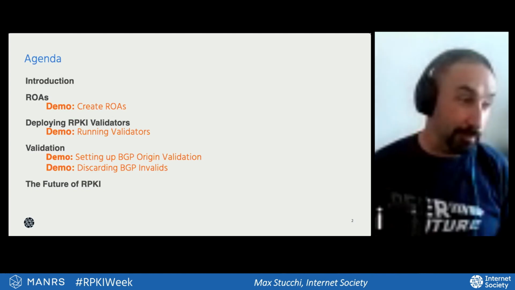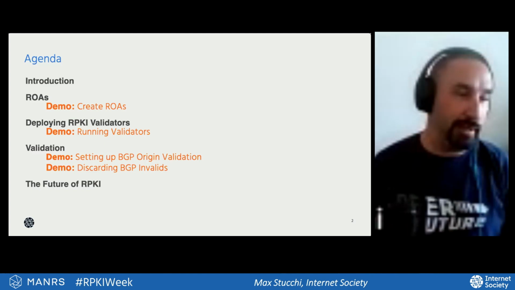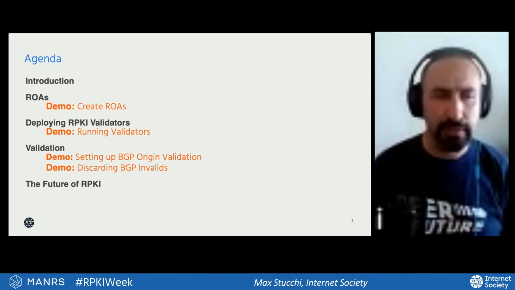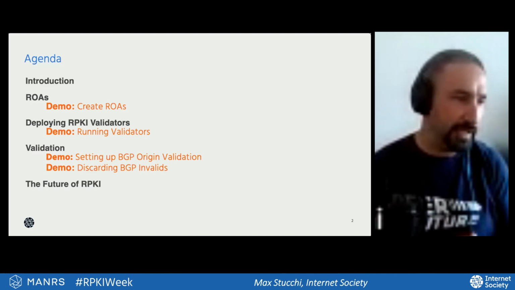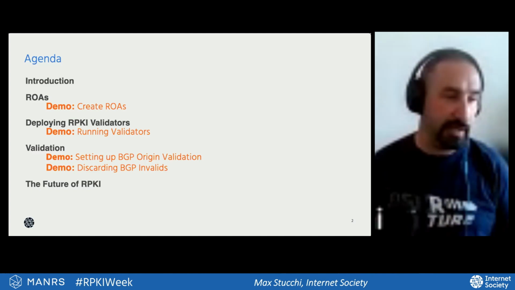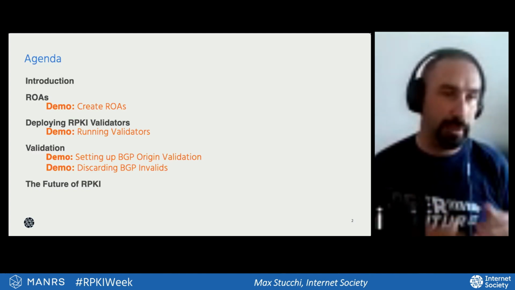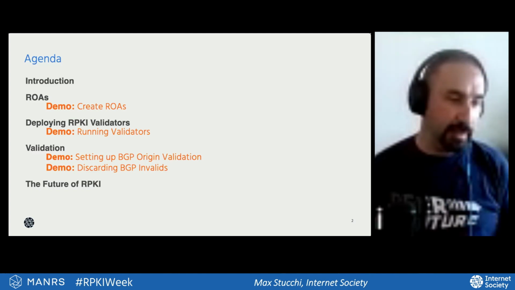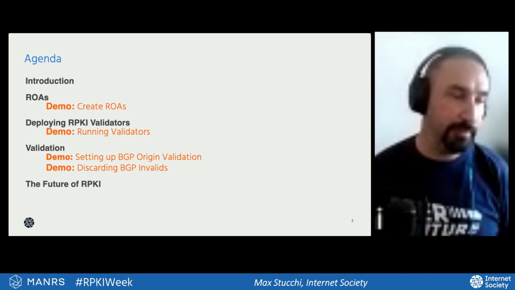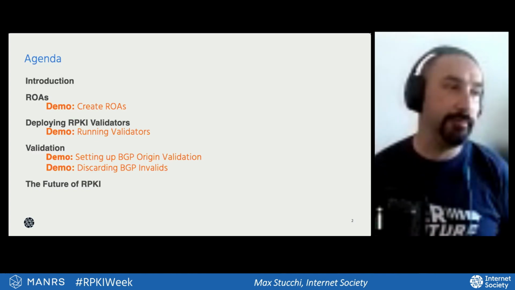And then we will go into deploying RPKI validators, how they run, what they are. I have a very brief demo because setting them up is really straightforward. And then we will talk about validation, including a demo where we set up BGP origin validation, and then I'll show you how to discard BGP invalids. It's actually one single demo, but it includes both versions. And then I have the future of RPKI, but we won't go into this in such a short time frame. But this is part of what you might see during the week later on.